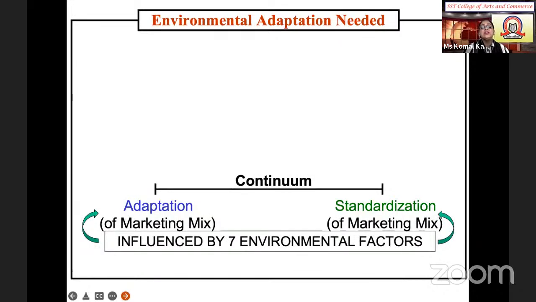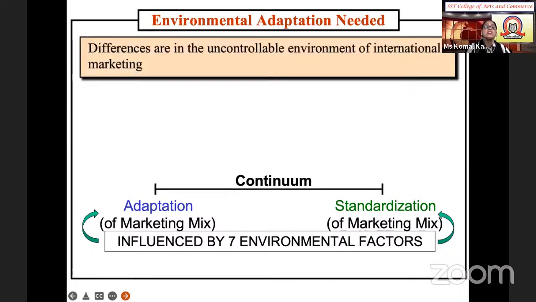Now, something in continuum, that is what is to be continued. Adaptation of marketing mix: we can continue our international marketing activities, events, introduction of products and services with the help of adapting a good marketing mix and maintaining standardization of product mix. We have to maintain a good product mix, price mix, promotion mix, and place mix to suit the standards of that nation, which are influenced by 7 environmental factors.